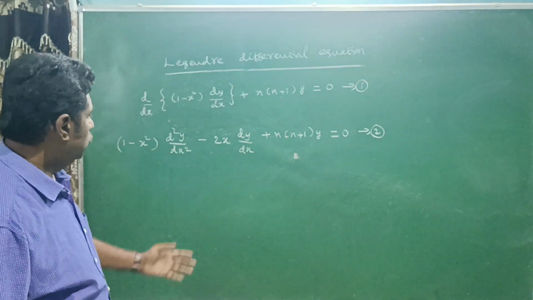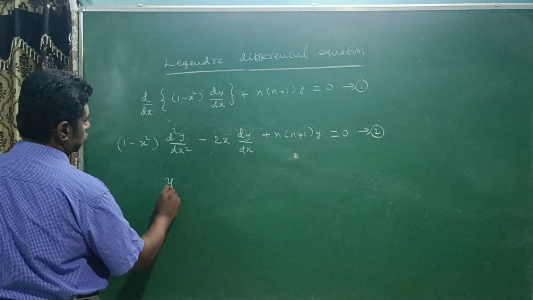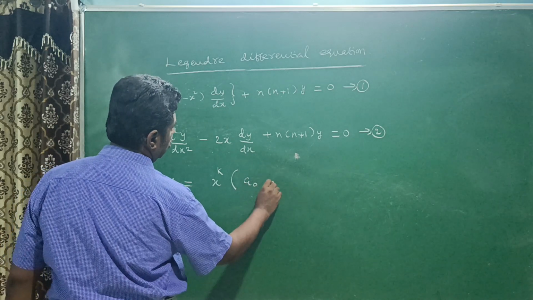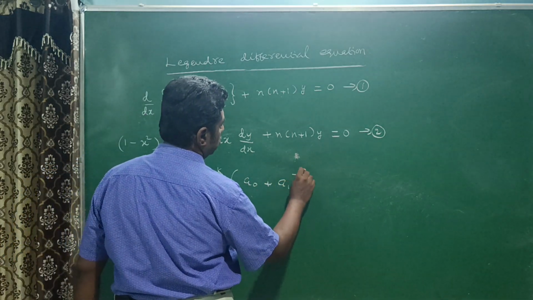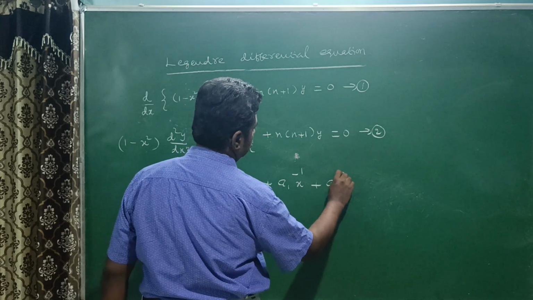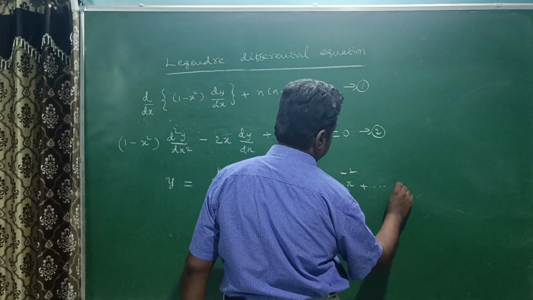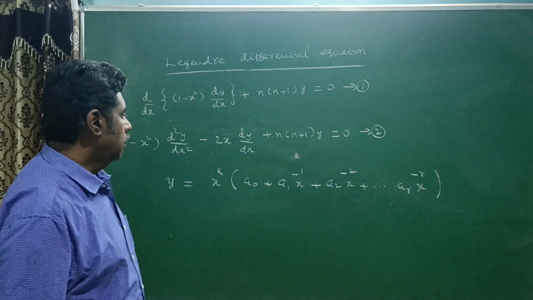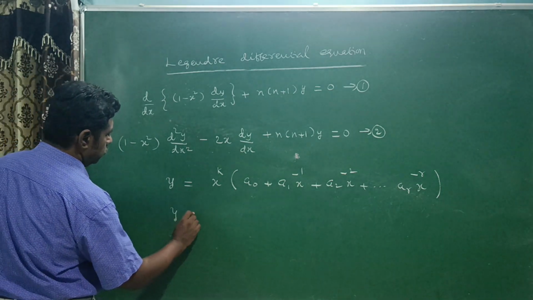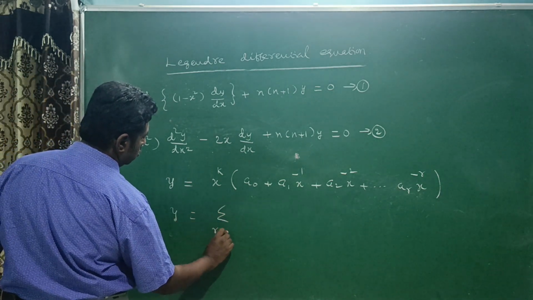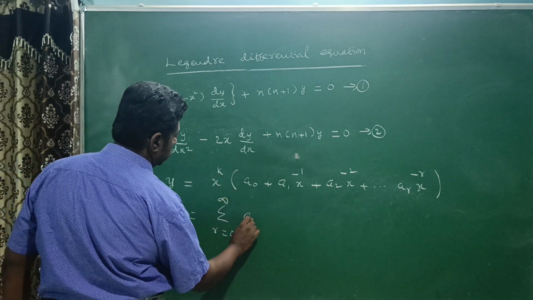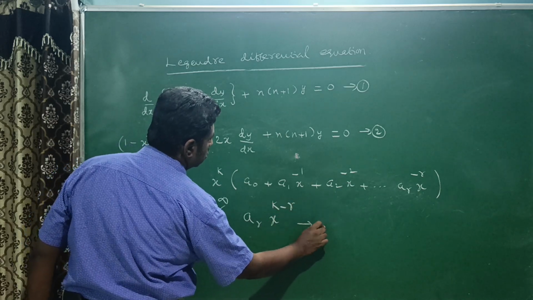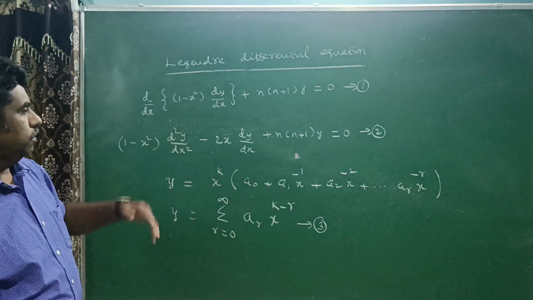Now I have to write the solution for this equation. The solution is of the form y equal to x power k into a0 plus a1 into x power minus 1 plus a2 into x power minus 2, then ar x power minus r. This is modified as summation r equal to 0 to infinity a suffix r x power k minus r. So this is the solution for this equation 2.